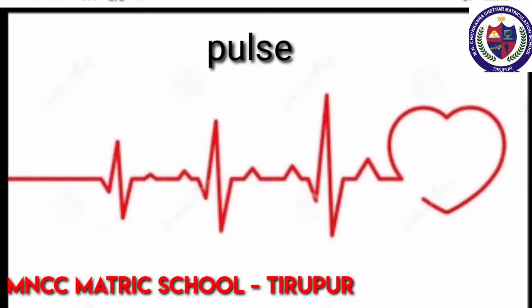Next, pulse. When the heart beats, the blood is forced into the arteries. The expansion of the artery every time the blood is forced into it is called pulse. Normal pulse rate ranges from 70 to 90 per minute.